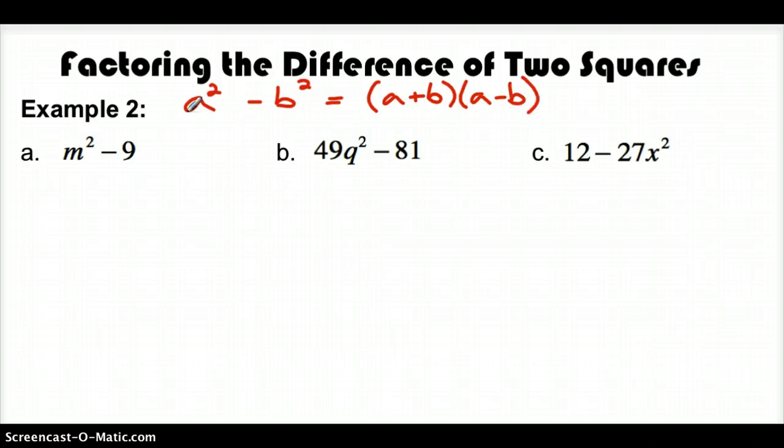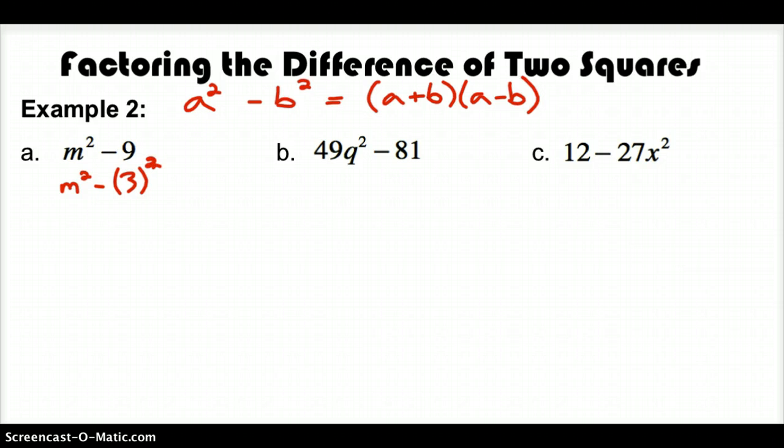So it's basically switching around when we had a plus b, a minus b, and then FOILed it, and we got this. We're just working backwards now. So in part A, we have m squared minus 9, so the first step is to write this as the difference of two terms that are being squared. So I could write this as m squared minus, and I can write 9 as 3 squared.